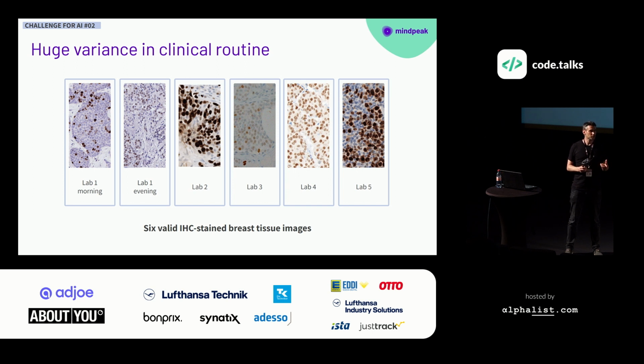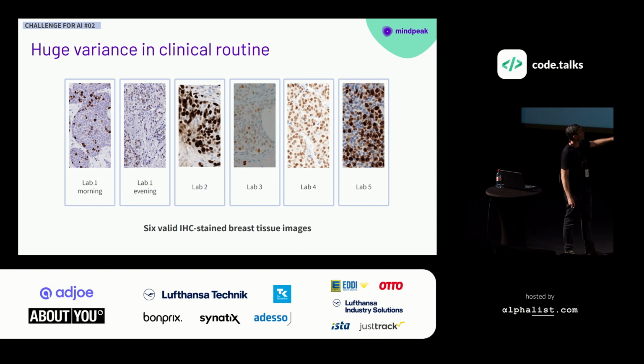So it's not that you have a picture of a dog and then another picture of a dog and it looks quite similar, but rather each lab does their own work of preparing these images. They do their own chemical staining, and it's a process that's messy sometimes. It depends a bit on the temperatures you're working at. And these are all images made on breast tissue for the staining called Ki-67. And as you can see, they look drastically different.